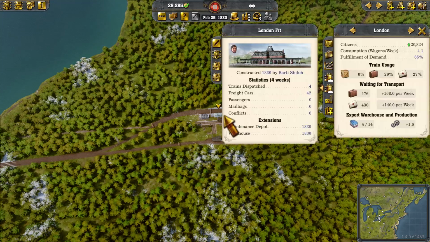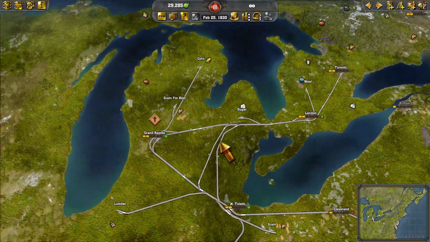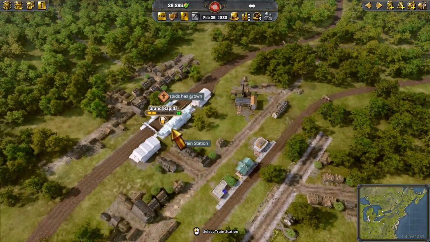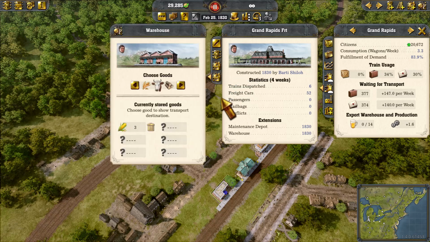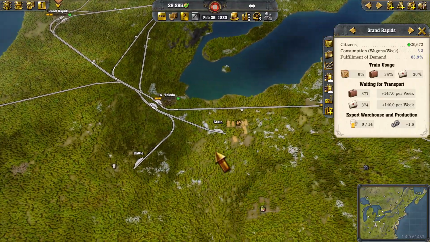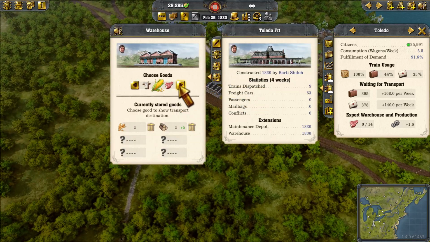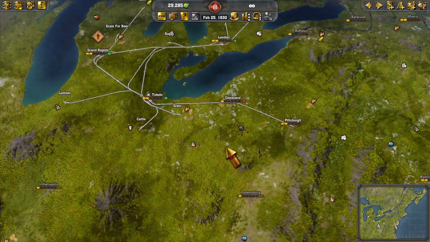And all we have to do is just set up our warehouse, and we could have planned this out beforehand, right? I wanted to show you the kind of process and the way it goes. Here comes milk. It's going to come into London. Fruit, obviously, would be headed for Grand Rapids. There's fruit. And then veggies, they're down here. We're going to send those to our freight station in Toledo. Whoops. There they are. Veggies. All right, so let me go off and set that up.